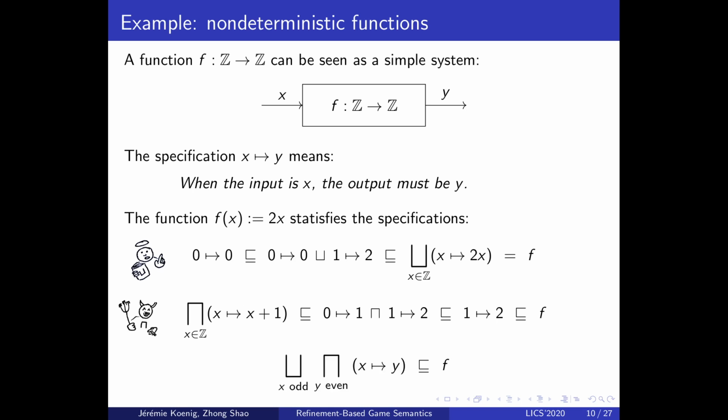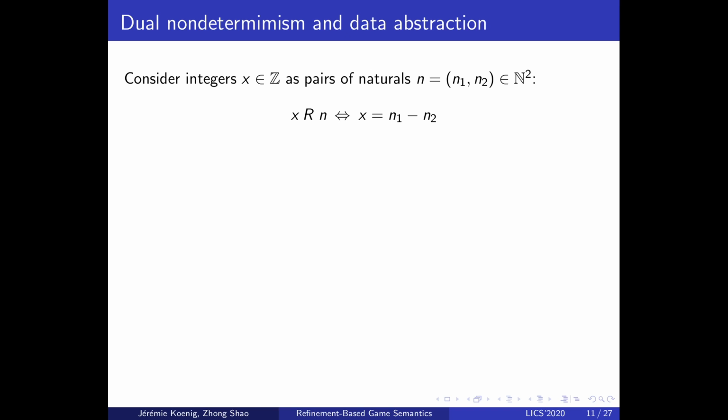Finally, we can use angelic and demonic choice together to express more complicated constraints. For example, this specification expresses that f should map all odd numbers to even numbers. The bottom line is that on the left of the refinement relation, angelic choice behaves similarly to the for all quantifier, and demonic choice behaves like there exists. It's going to be very powerful when we talk about data abstraction.